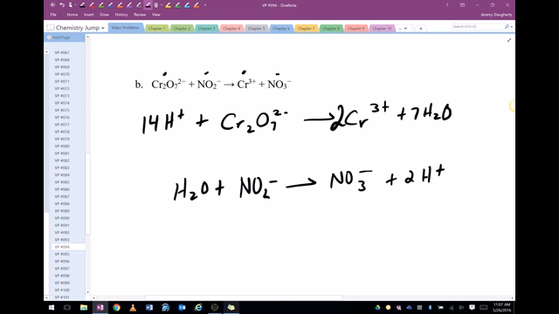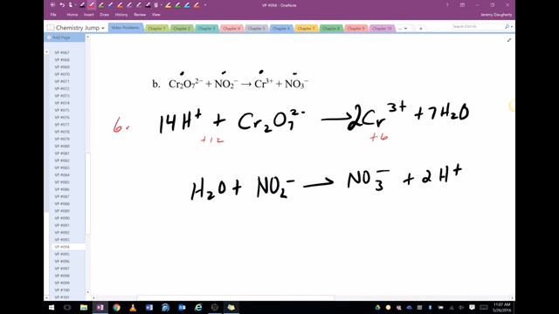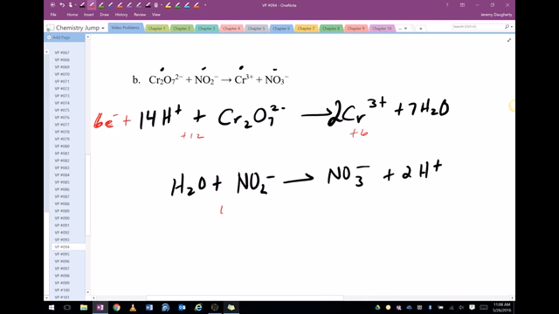And then I'm going to balance the charge on both sides. So let's see what we got here. On this side it's plus 12. On this side it's plus 6. So let's add 6 electrons. Down here I've got a minus 1. I've got a plus 1. So that's 2 electrons. I'm going to have to multiply the bottom times 3 to balance out the electrons. So it gives me 3, 3, 3, and 6, and then 6 here as well.